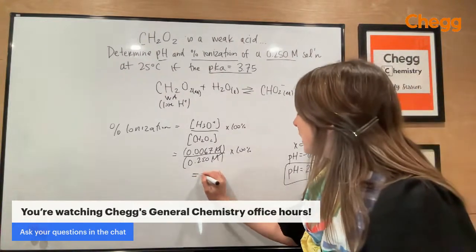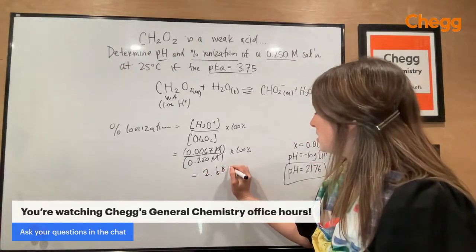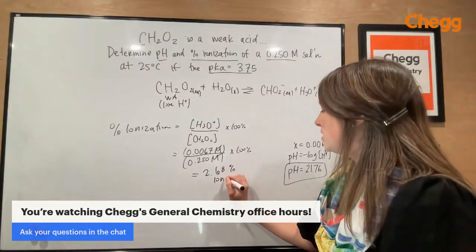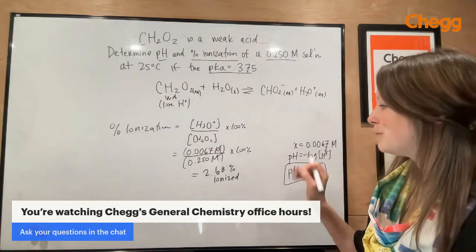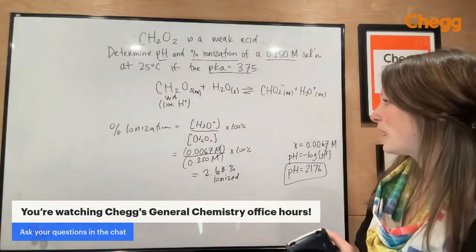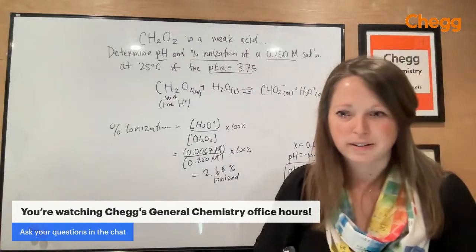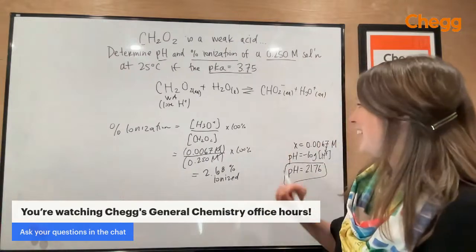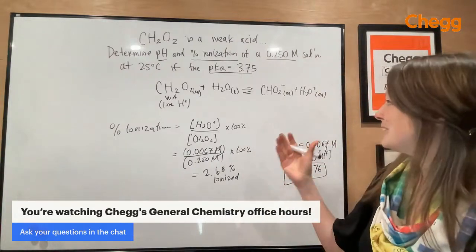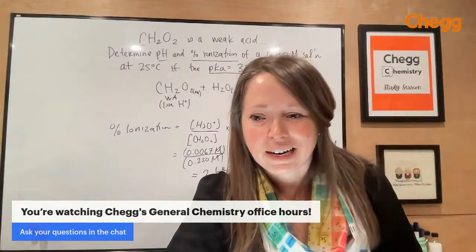So this would be only 2.68% ionized. There are other types of percent ionization problems where you're going to be working in different directions, but that's the gist of it. So hopefully that was helpful. We just covered ice tables, we looked at percent ionization, and we looked at an equation. Let's go ahead and keep going.